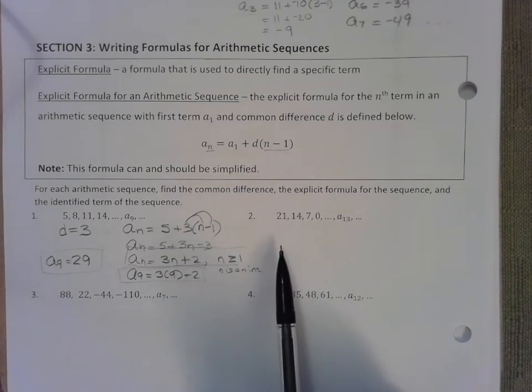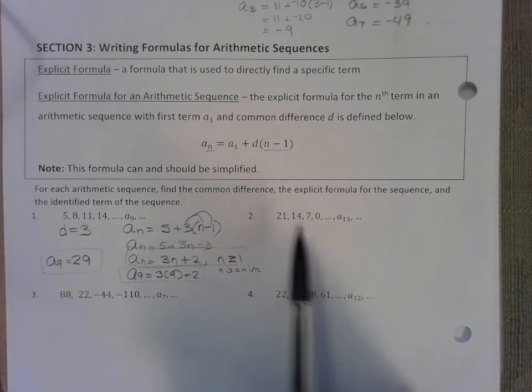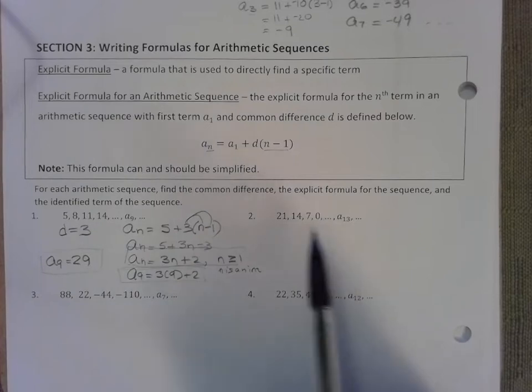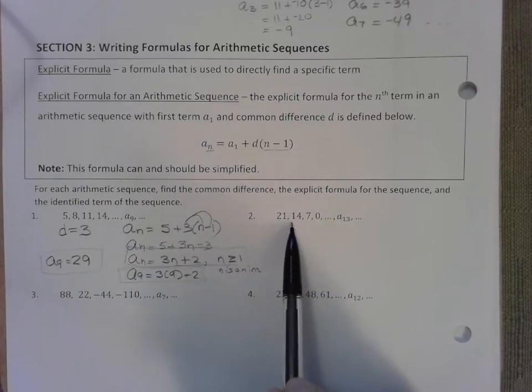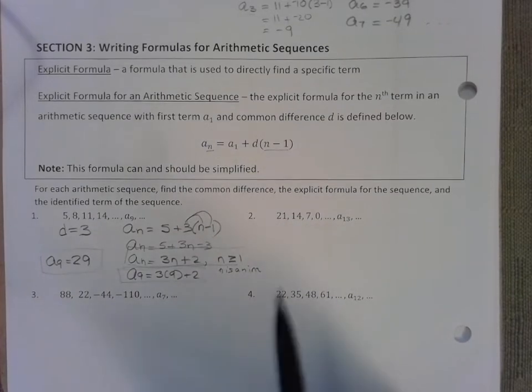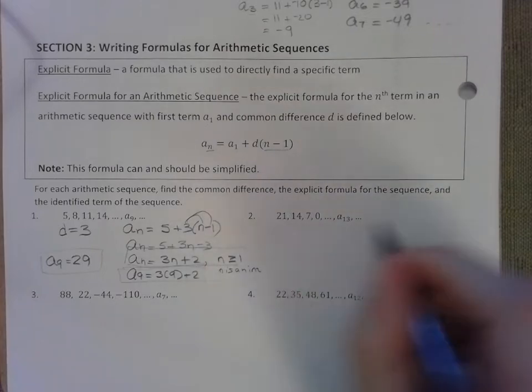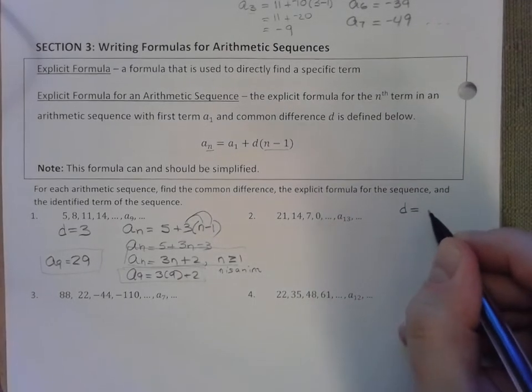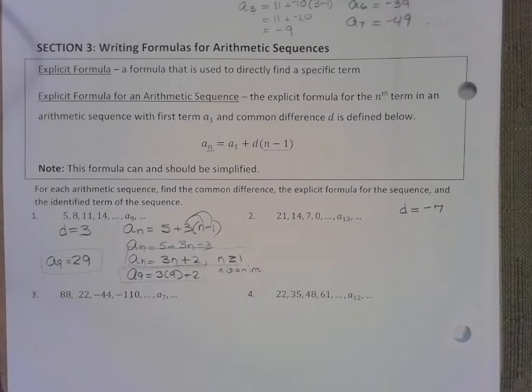Moving across to number 2. I know this is an arithmetic sequence because the directions told me. It's decreasing by 7 each time. So the difference, I'm going to put it up here this time. Our difference is negative 7 because it's a decrease. So next I'll find an arithmetic formula for this. We're doing the explicit one.